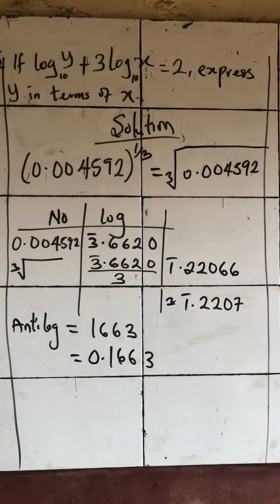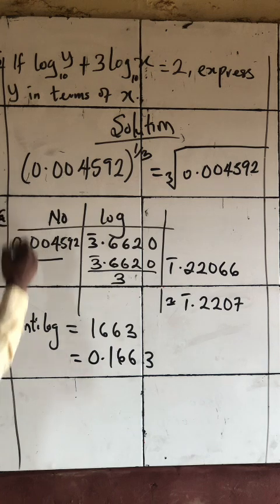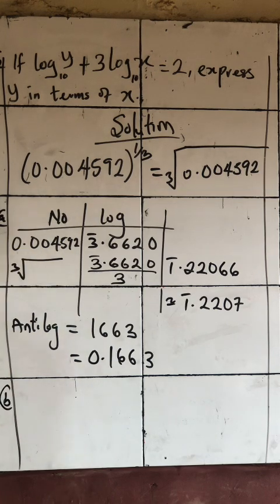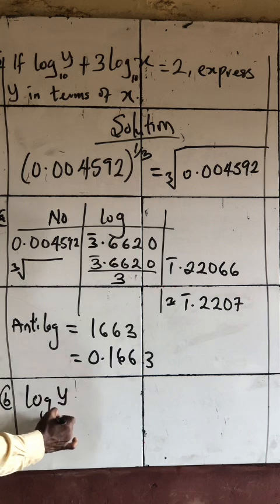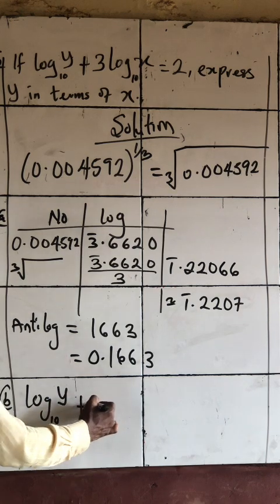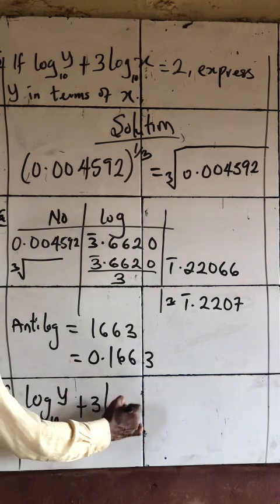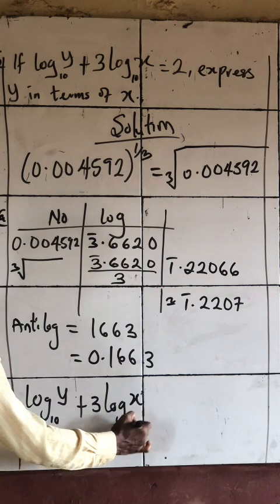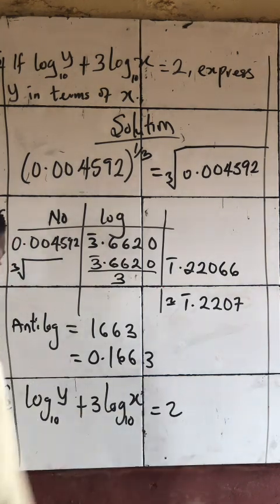So, which is the first part? Now, this is our A. Then our B says we have log y base 10 plus 3 log x base 10 equals to what? Equals to 2.